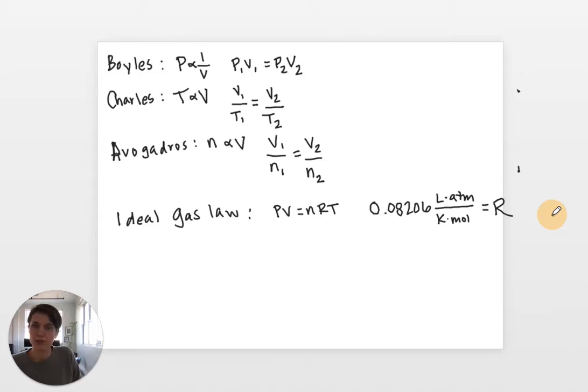So there are really two times where you'll be using the ideal gas law. One instance we'll have a nice example of in the next slide. That's where, let's say, you're given pressure, volume, and temperature, and you need to know the number of moles of a gas under those conditions. That would be one example of using the ideal gas law.